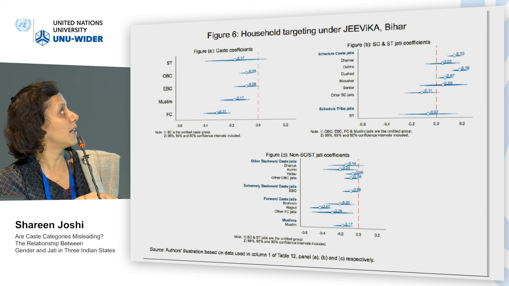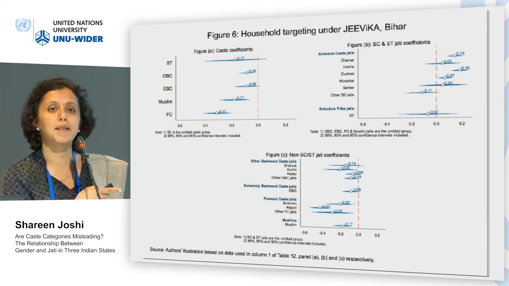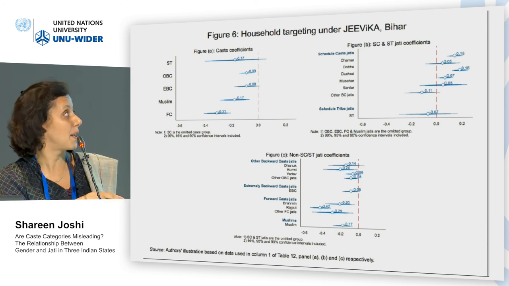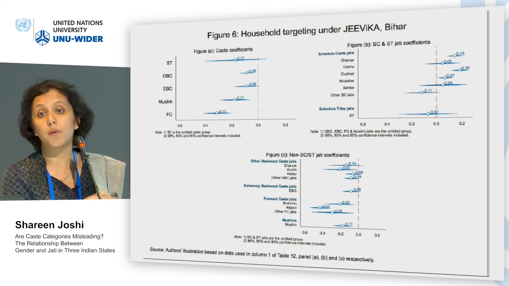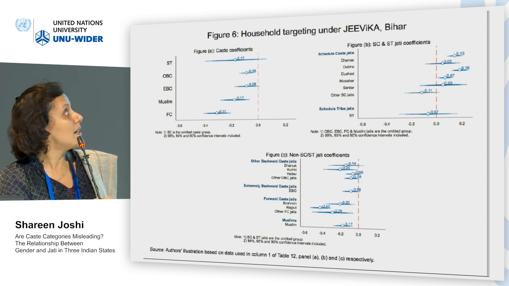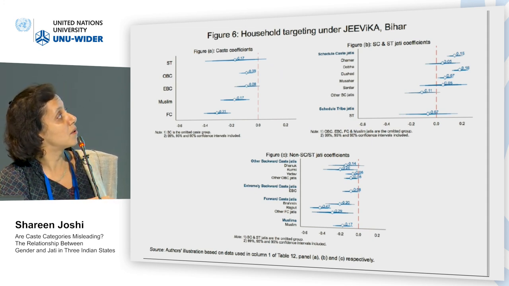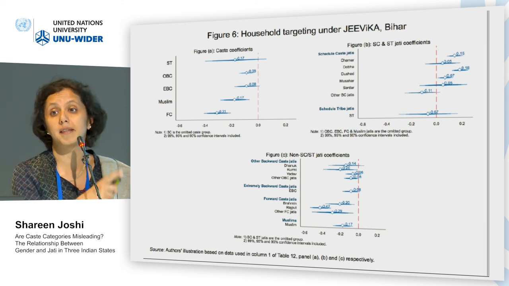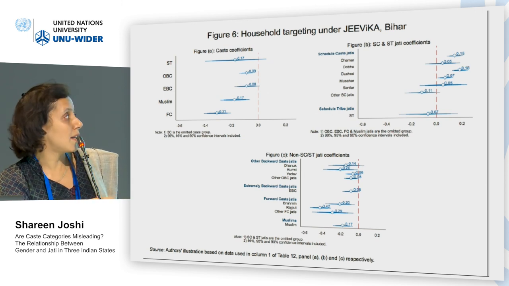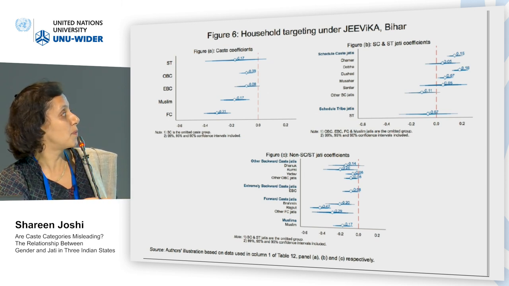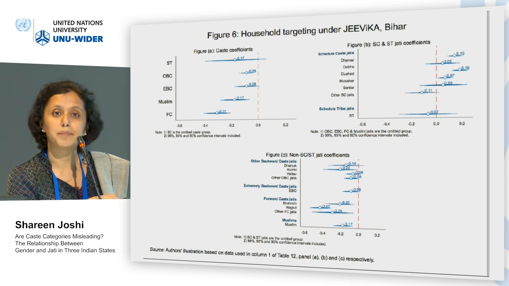If you go to the Jeevika program, which is the program that this was a baseline for, you see very similar results. SCs overall are the ones participating. Within SCs, you see the Chamars and the Dushads are more likely to participate. Now you see Musahar women are a little less likely to participate than they were, say, in the MGNREGA program. And you see similar variation over here. Rajput women are really not participating relative to, say, Yadav women.